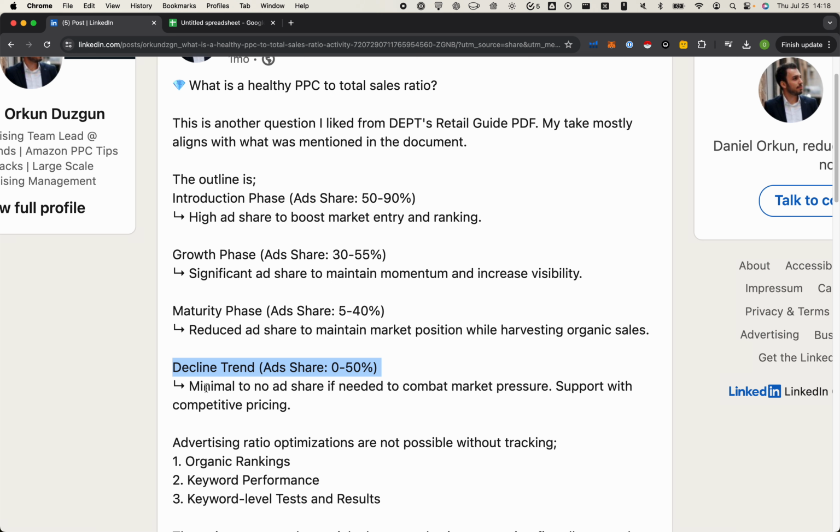And the last one is just gonna be the decline trend. So what we are doing here is we have minimal to no advertising share to combat the market pressure. So what's happening is that we can actually cut the advertising, but then we also need to make sure that we have super competitive pricing. So when we do that, our pricing is the factor that we are using for marketing, basically.